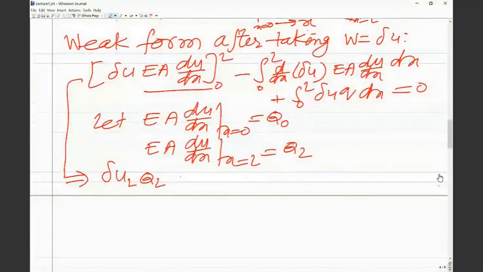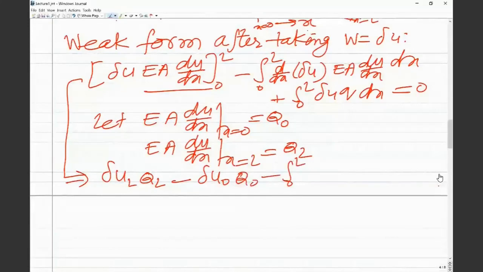So this is the first term at the upper boundary, and minus we will have delta u naught into q naught, where uL is the value of u at x equal to L and u naught is the value of u at x equal to 0. That is going to be the first term, and then we will have, of course, minus this term.